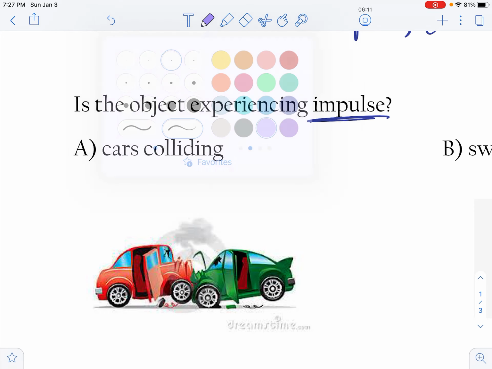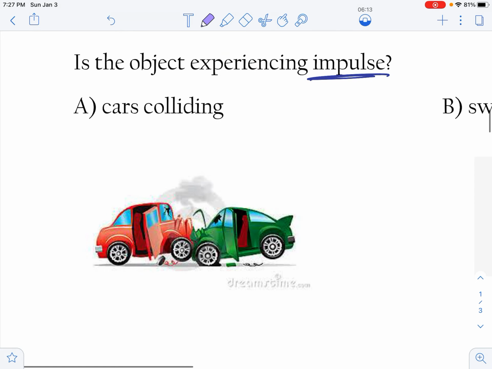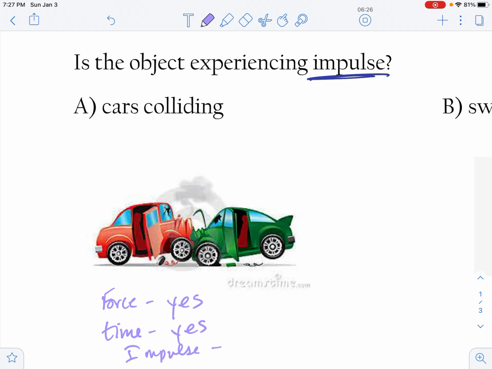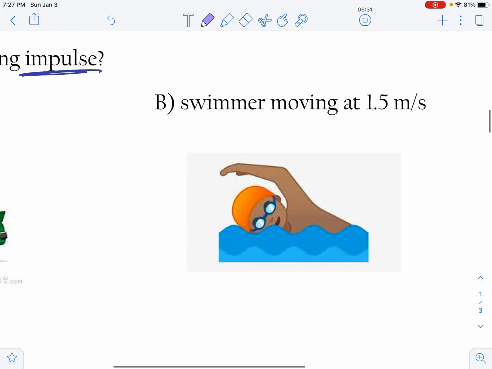Well, let's find out. Okay, so these cars are colliding. Let's see, is there a force present? Well, they ran into each other, so yes. Did it take some time? Everything takes time, so yes. So is there an impulse here? Yes. Force and time. Okay.